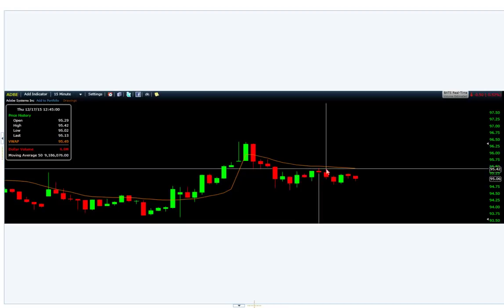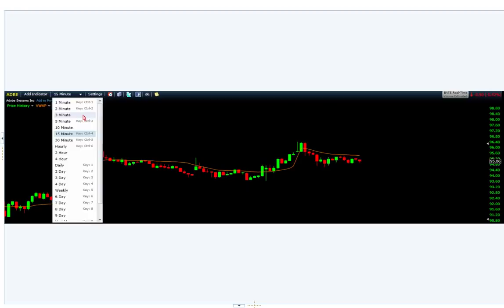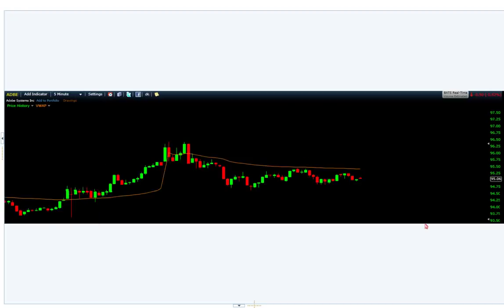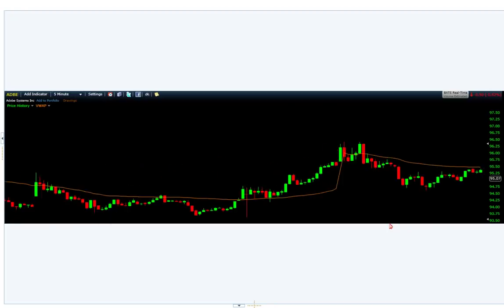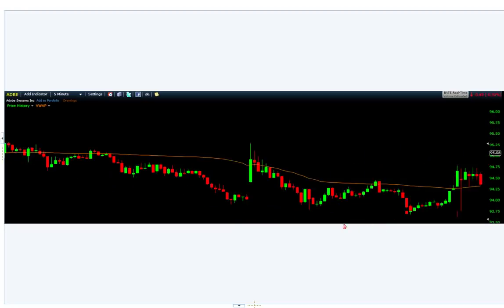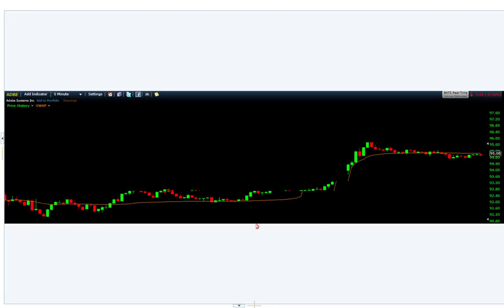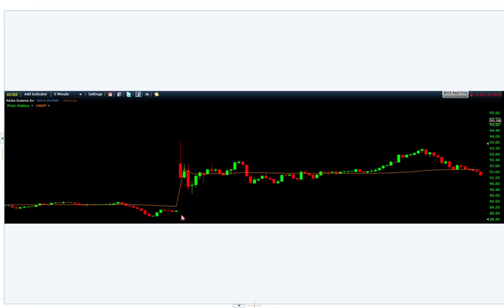And now let's take a look at the Adobe 5-minute chart. Let's go back. Tell me a gapper, though. I want to look at gappers, because gappers are the best thing for buy setups. Let's find me a gap up.